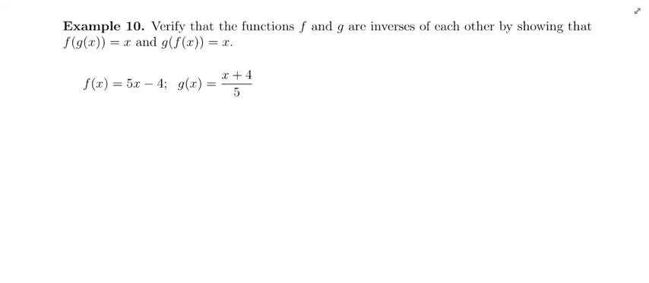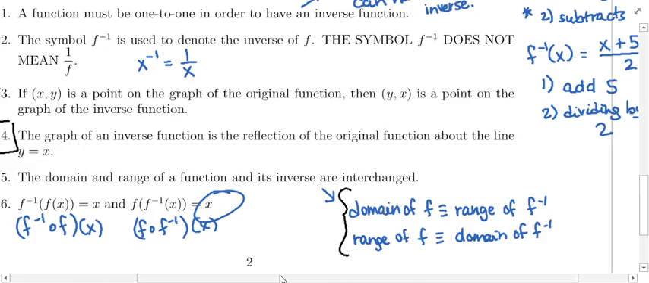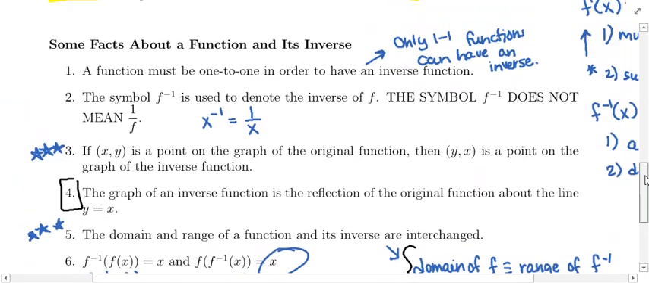Example 10. Verify that the functions f and g are inverses of each other by showing that f of g of x is equal to x and that g of f of x is equal to x. Here, f of x is equal to 5x minus 4, and g of x is equal to x plus 4 over 5.